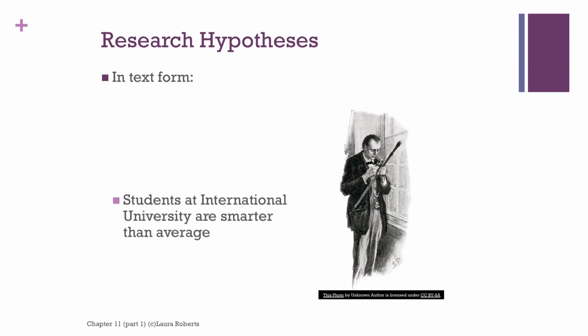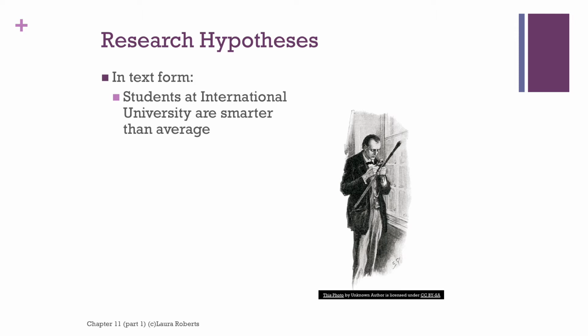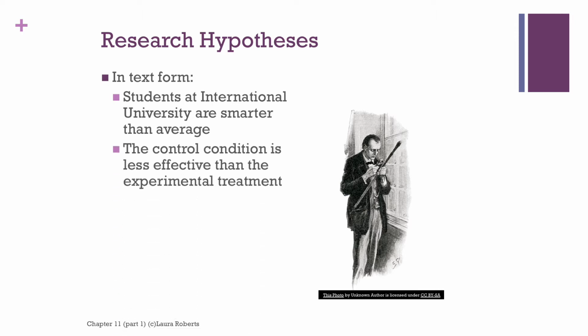In text form, let's hypothesize that students at International University are smarter than average. Or we could hypothesize that the control condition is less effective than the experimental treatment if we were going to, for example, do a test of a new program designed to increase students' levels of well-being, and we could have a control group and an experimental group. And the hypothesis might be the control condition is less effective than the experimental treatment.